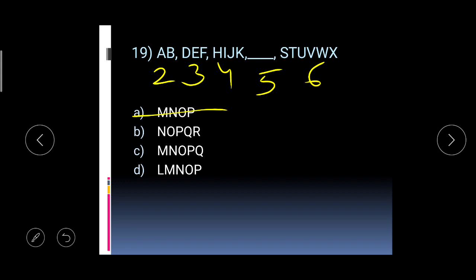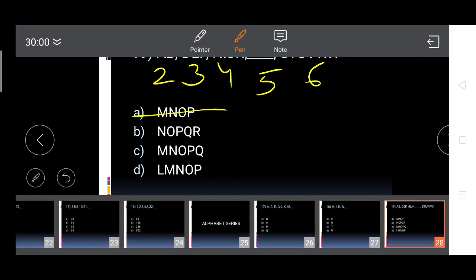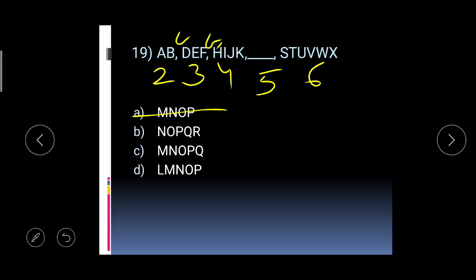Okay, let's see. A, B, it's leaving C and then going to D, E, F. Then it is leaving G and it is going to H, I, J, K, right? So again after K, what do I have to leave? L, and then I have to take 5 letters, M, N, O, P, Q. So our answer is M, N, O, P, Q. The answer is so simple, C, and it's a last year's placement paper question. Okay, let's move on.